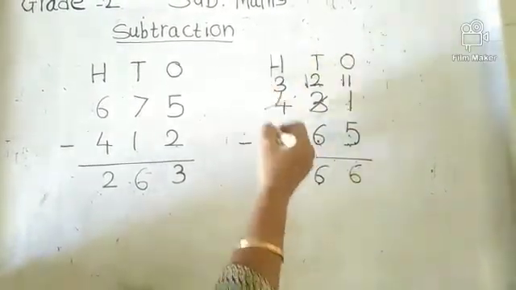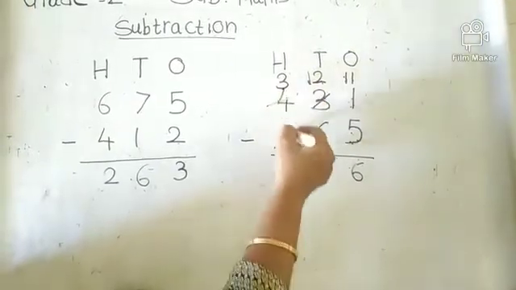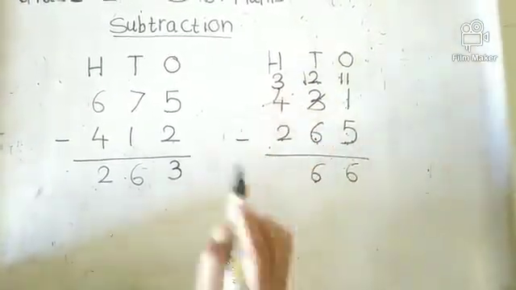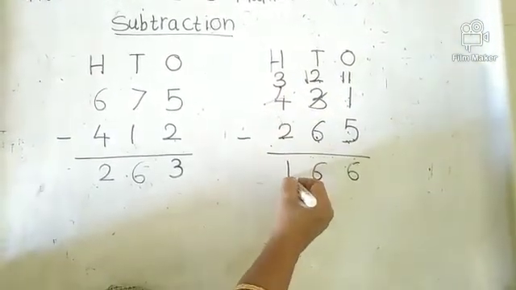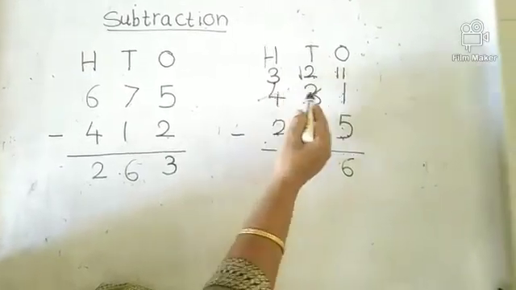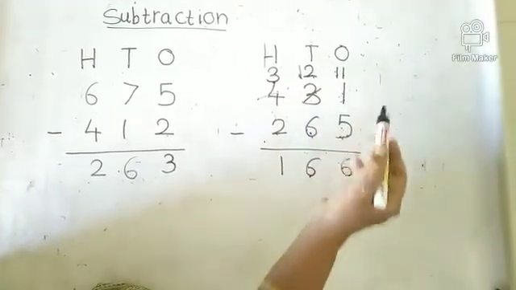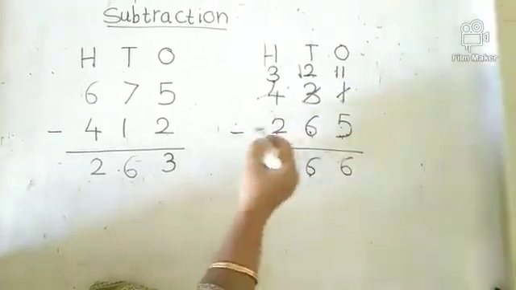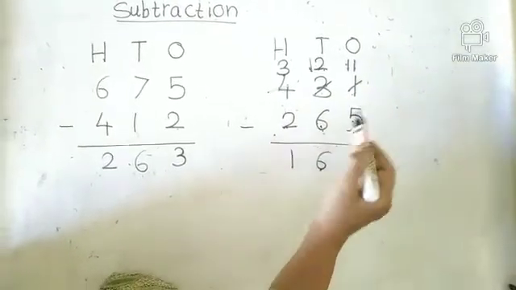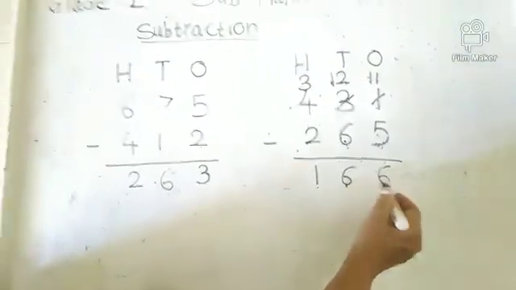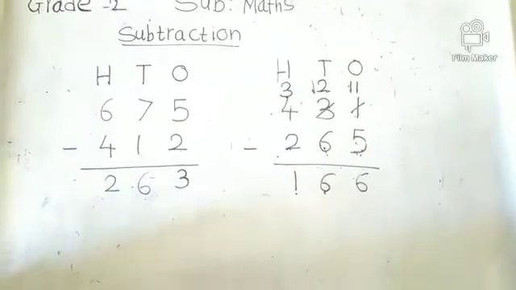And here in 100 place, 3 minus 2. 3 minus 2 means 1. So 431 minus 265 is equal to 166.